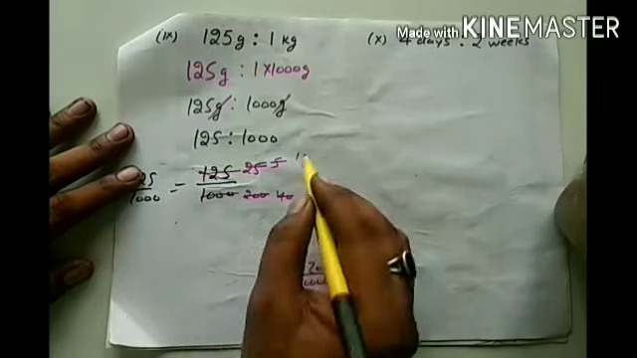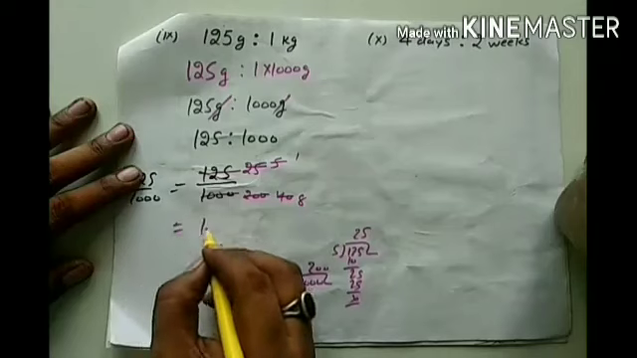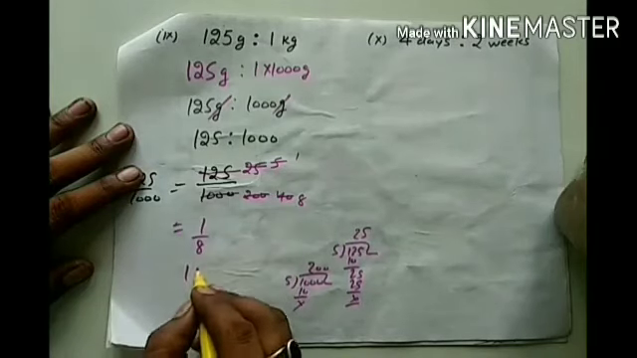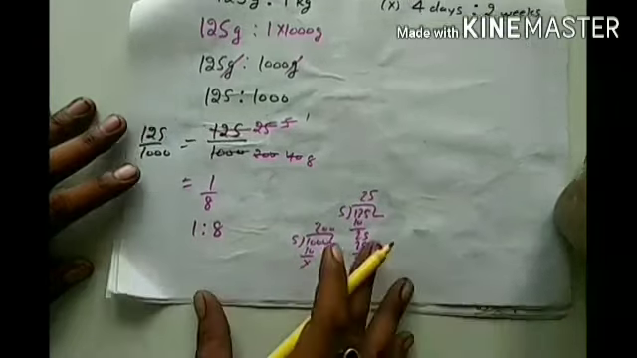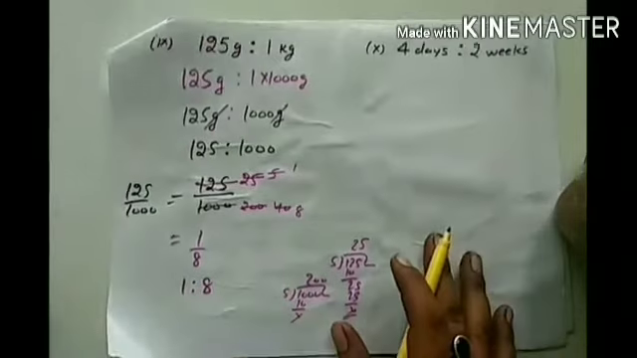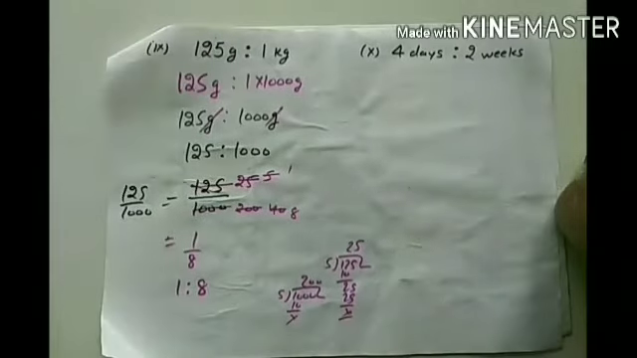Therefore the answer is 1 ratio 8. So I can write that 1 ratio 8 is the simplest form of 125 gram ratio 1 kilogram.